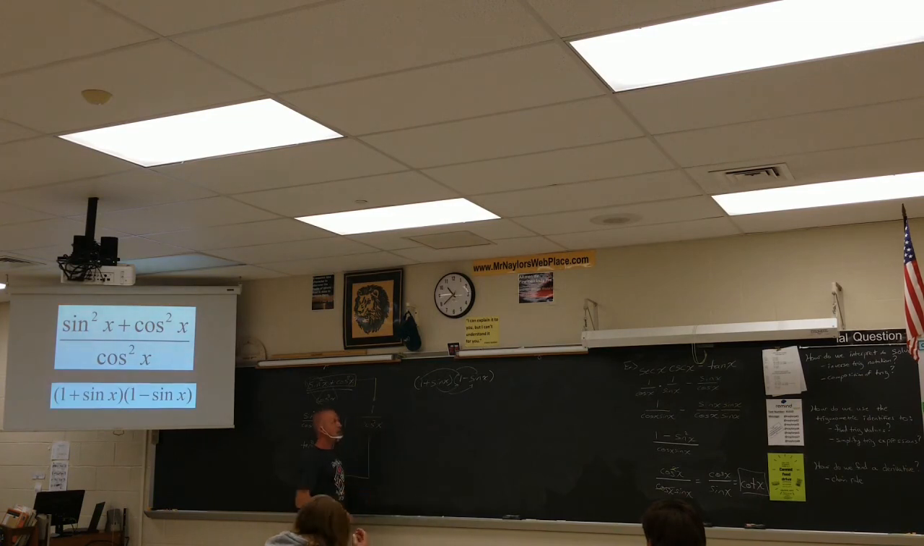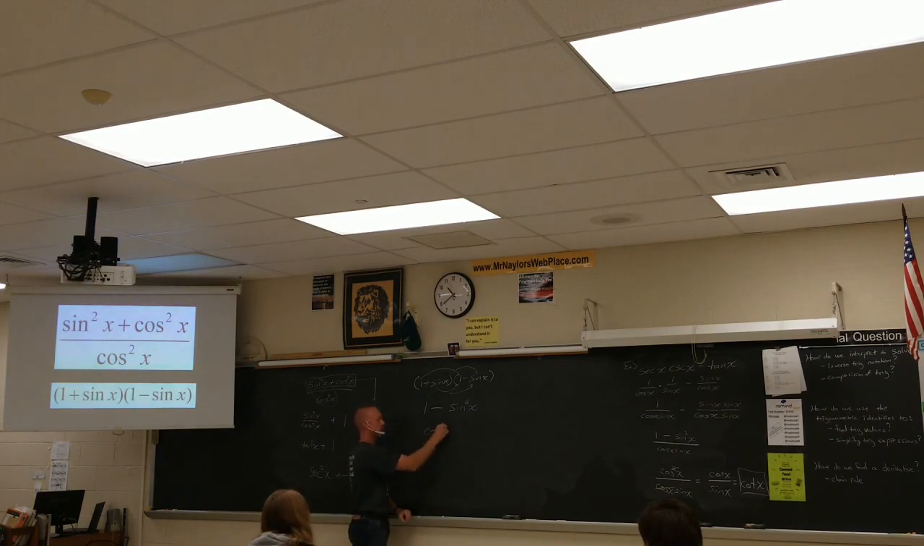Maybe you showed all that. Maybe you right away kind of canceled some of those signs. But eventually, the FOIL method would produce 1 minus sine squared. That will become a familiar phrase to you guys. 1 minus sine squared is the same as cosine squared.